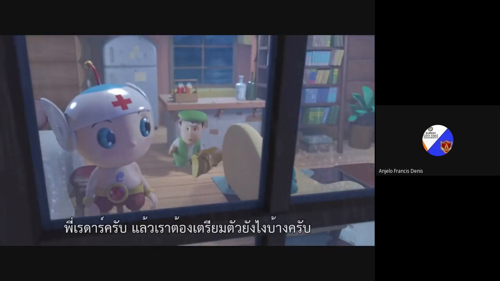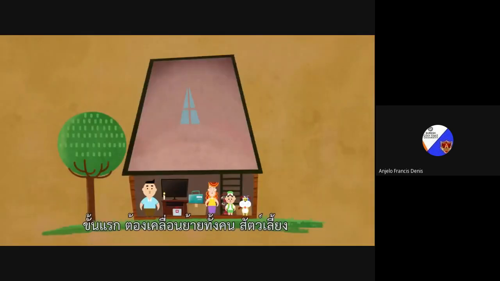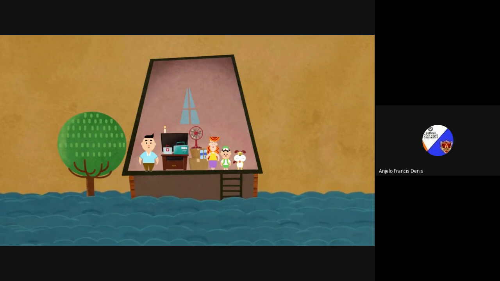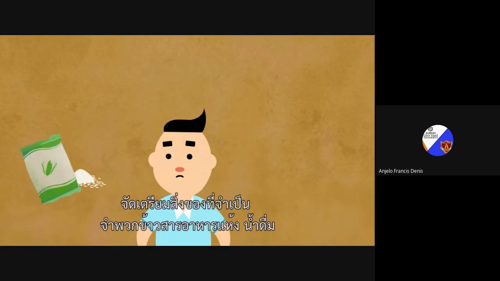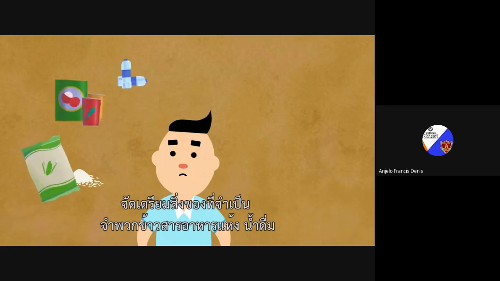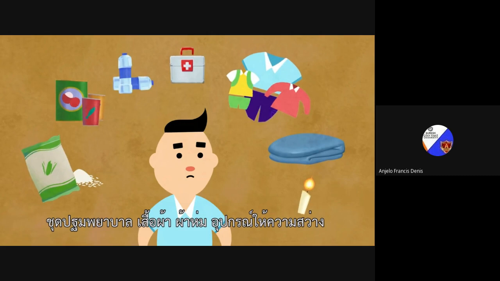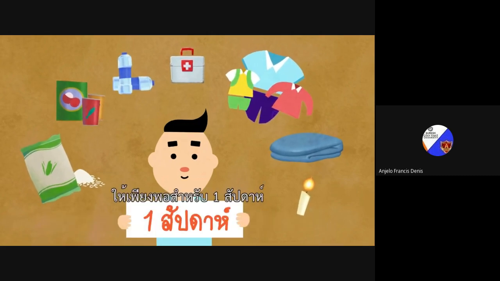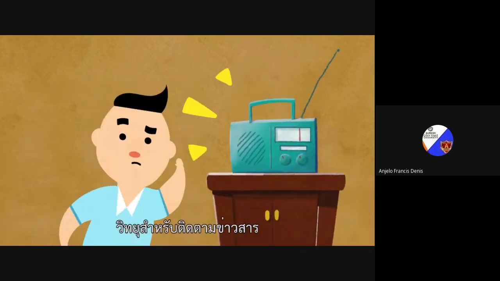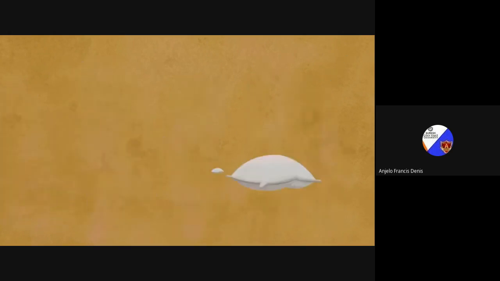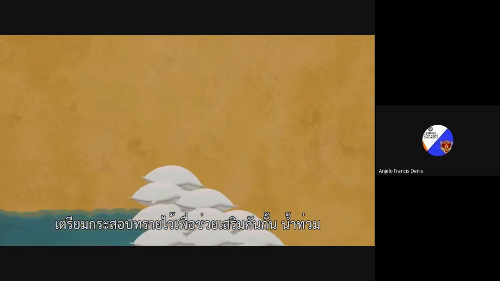Mr. Radar, what do we need to do? First, everyone should move to higher ground. Prepare rice, dry food, drinking water, first aid kit, clothes, blankets, flashlight, and candles to last for 1 week. Take your radio for updated news. Collect your important documents and keep them in waterproof plastic bags. Prepare sandbags in order to block water from coming into the house.